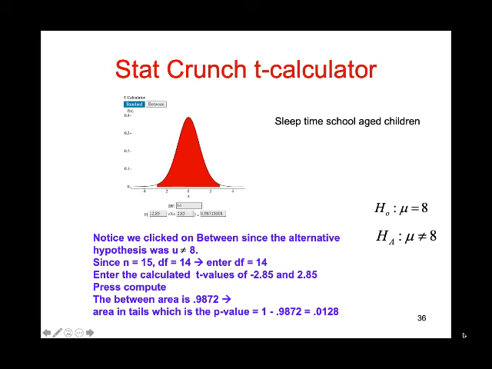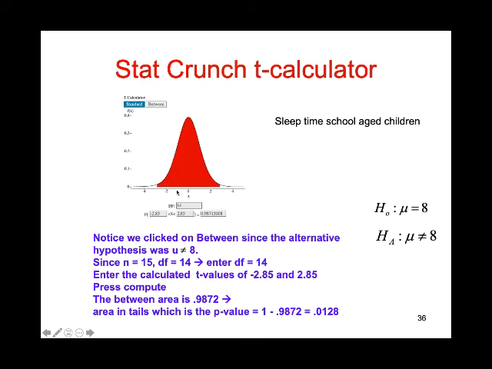Another quick follow-up on the study of sleep time of school-age children. We're going to find the critical t-value using the t-calculator on StatCrunch. We have a two-tailed test. They either sleep 8 hours a night or they sleep something other than 8 hours a night. So we clicked on between. We entered the critical value that was calculated, plus and minus 2.85. 15 children, 14 degrees of freedom.